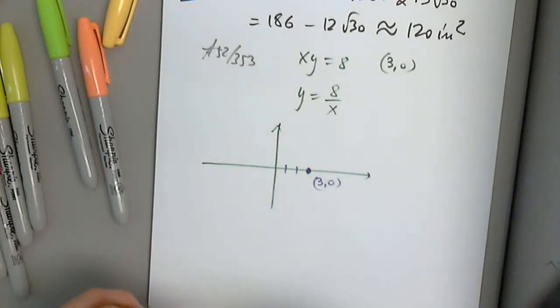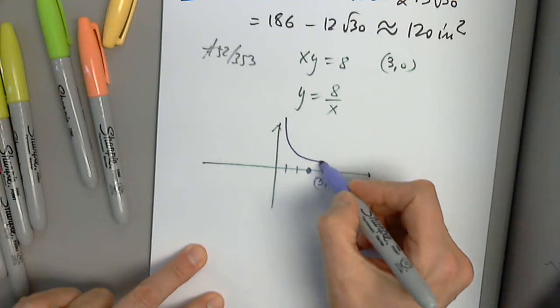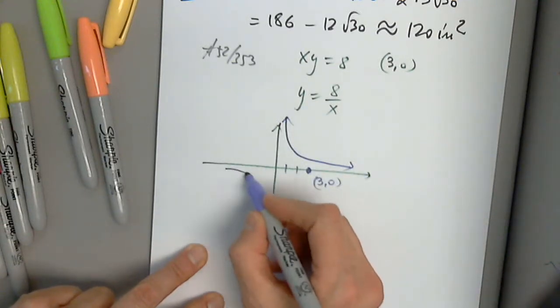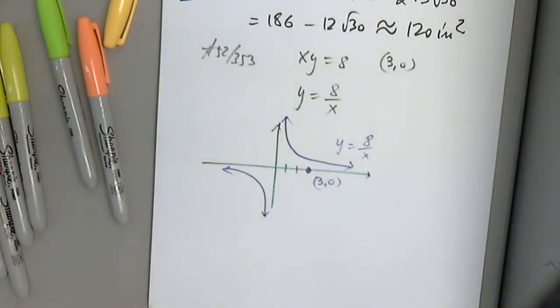This is 3, 0. And we know how to graph 1 over x. We've graphed 1 over x so many times already. Forget about the 8 for a second. How do I graph 1 over x? We graphed it many times, right? Okay. 8 over x is very similar. And I don't need the other side, but let's graph both sides. So this is y equals 8 over x.